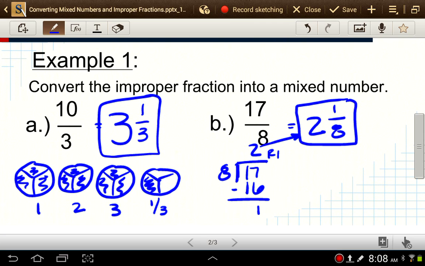In example A, it started as 3, and my answer was 3. In example B, my denominator was 8, and in my answer it was 8. So the denominator is going to stay the same. The only time it would change is if you were to simplify. Okay, that's example 1, so if you need to pause, go ahead. Otherwise, I'm going to move on to example 2.